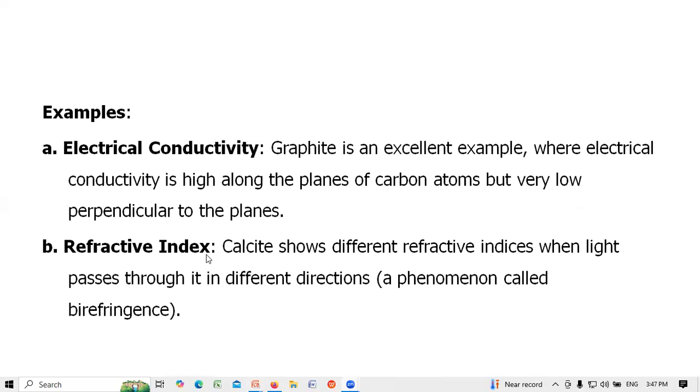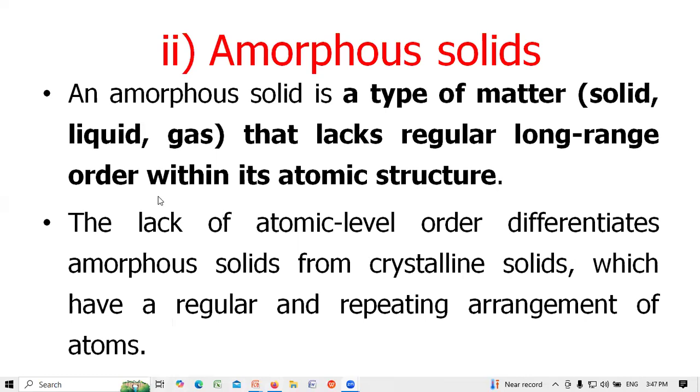For example, electrical conductivity: graphite is an excellent example, where electrical conductivity is high along the planes of the carbon atoms but very low perpendicular to the planes. Refractive index: calcite shows different refractive indices when light passes through it in different directions, a phenomenon called birefringence.